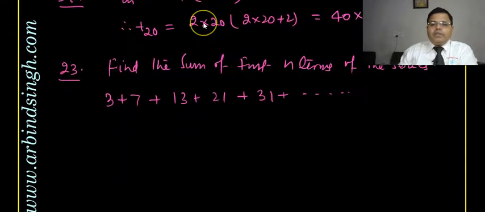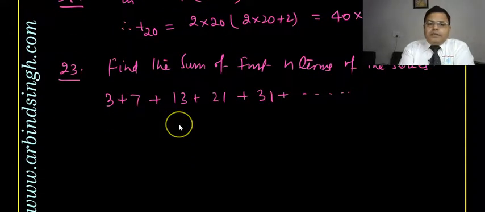So how to deal with this question? This sequence is 3 plus 4, 7. Their difference is 4. And 7 plus 6 is 13, so the difference is 6. 13 plus 8 is 21, so the difference is 8. Here the difference is 10. So this is not in AP, but the differences of the terms are in AP.